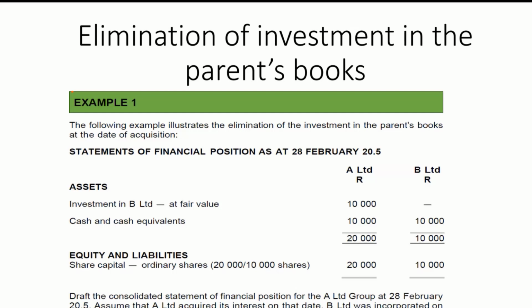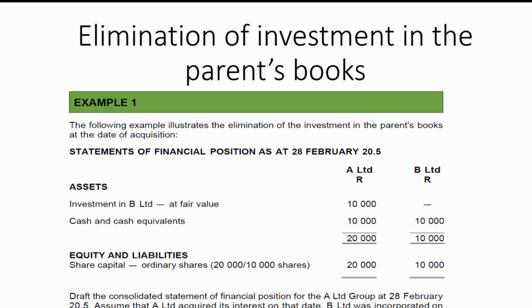Then they have cash and cash equivalents. In the parent, A Limited, they have 10,000. B Limited has 10,000. They've given you only an extract of the statement of financial position, just 2 items to illustrate the consolidation principle. A Limited has investment in B of 10,000, and then cash and cash equivalents of 10,000.